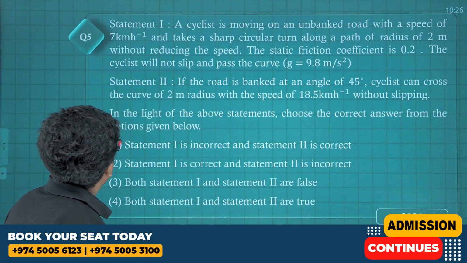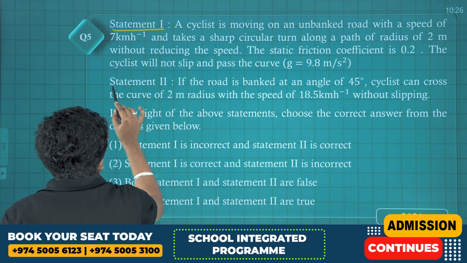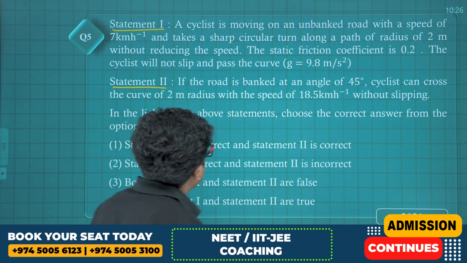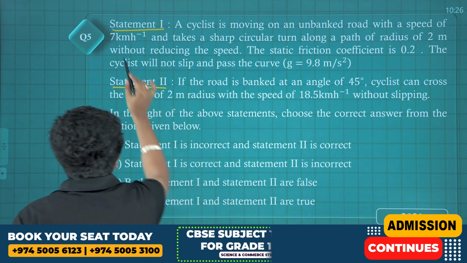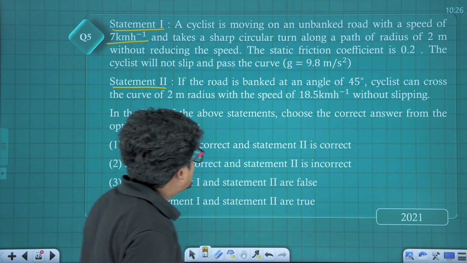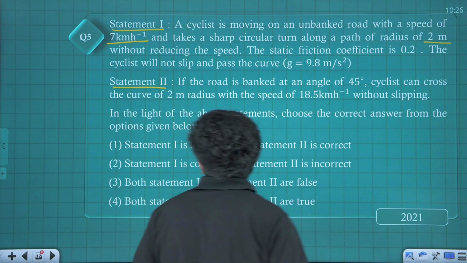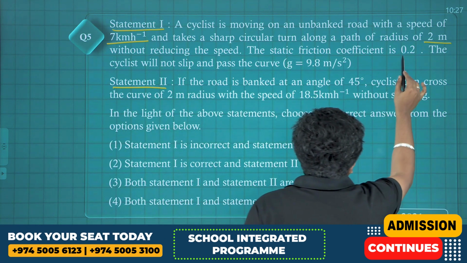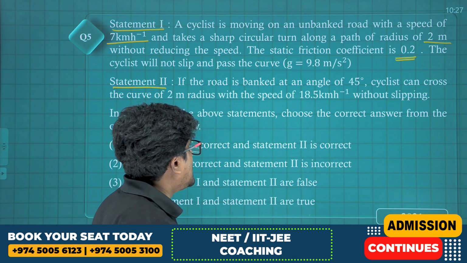Question number 5 says, of course this is a statement type question, statement number 1 and statement number 2. Let's see what statement number 1 is saying. A cyclist is moving on an unbanked road with a speed of 7 km per hour, and takes a sharp circular turn along a path of radius 2 meter without reducing the speed. The static coefficient of friction is 0.2. The cyclist will not slip and pass the curve. That is statement number 1.